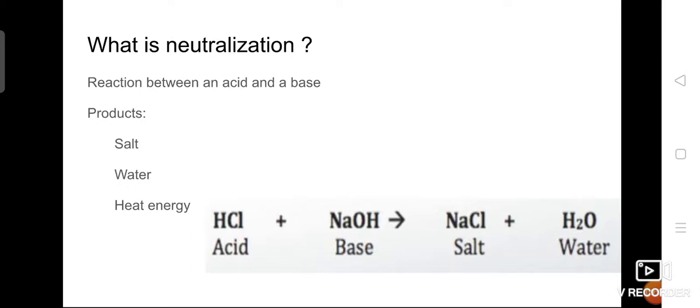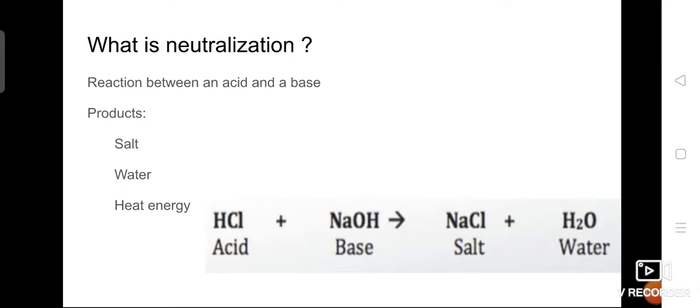What do you mean by salt? Salt is neither an acid nor a base, but it will be obtained when both react with each other. Are you all clear? Salt is neither an acid nor a base. But when they both react with each other, salt will be formed. Okay, now look at the example.